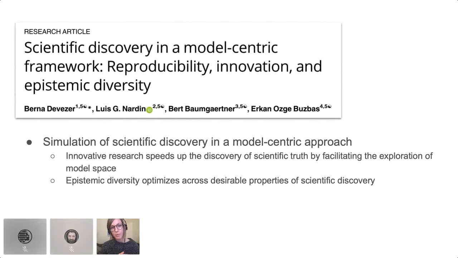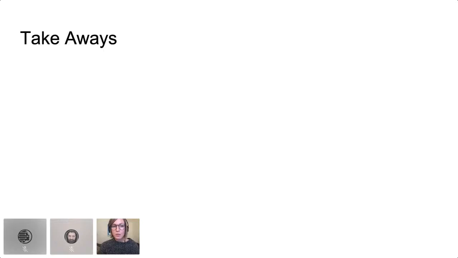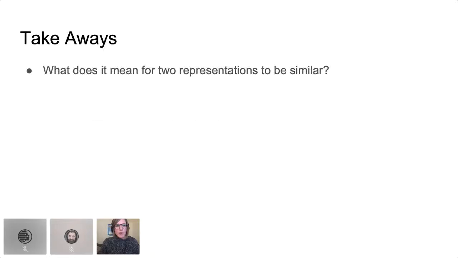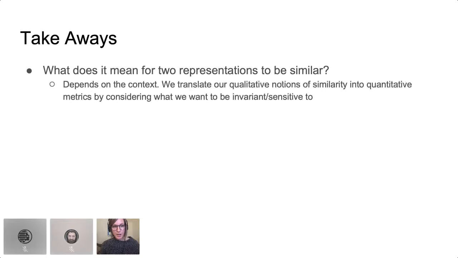So to conclude, I'll just leave with some takeaways before questions. What does it mean for two representations to be similar? We don't have a clear answer to this question. It depends on the context. So we can translate our qualitative notions of similarity into quantitative metrics by considering what we want to be invariant or sensitive to in a particular context.